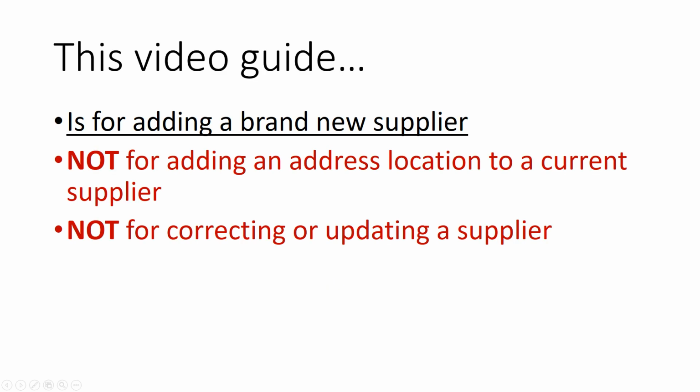Note that in some cases, you might want only to add a new supplier address to a supplier that is already in Fiscal, such as in the case of large companies with chains of stores. This video does not cover that situation. This video is for when you have found no sign of a supplier in Fiscal, so you're not adding to or changing a present supplier, but creating a completely new entry.